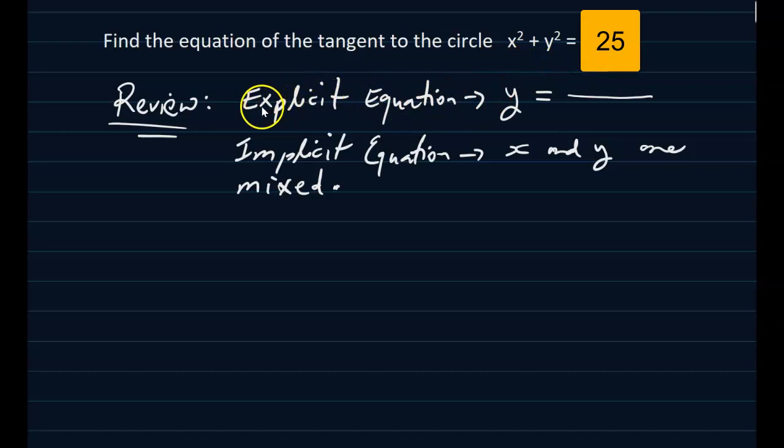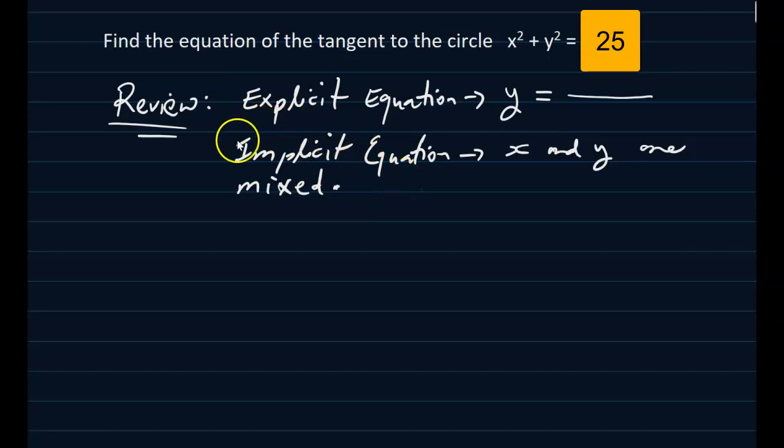Usually, for almost all functions, we have y equals some expression in terms of x, and that's called an explicit function. But in this case, when we have x and y mixed and it's hard to separate them and write the equation in terms of y, we call this an implicit equation. Whenever we're dealing with a situation like this that is not a function, and we are asked to find the equation, we have to use implicit differentiation.